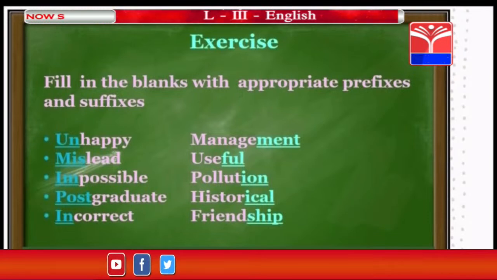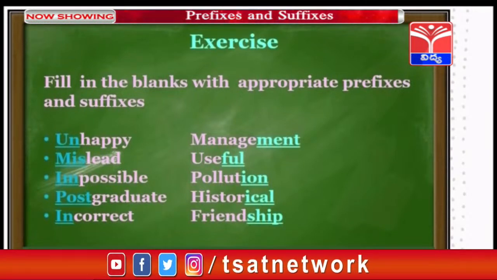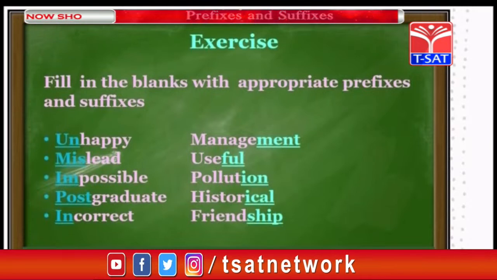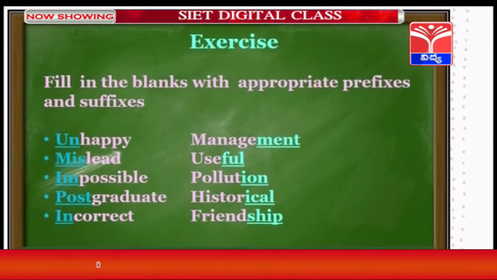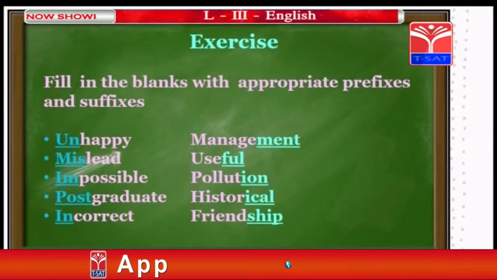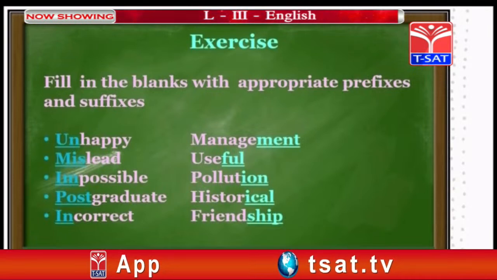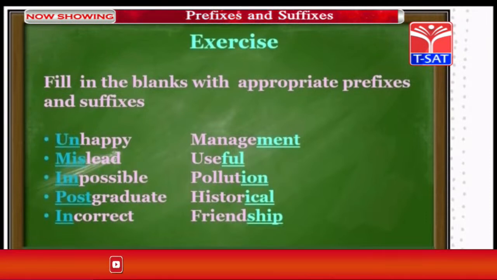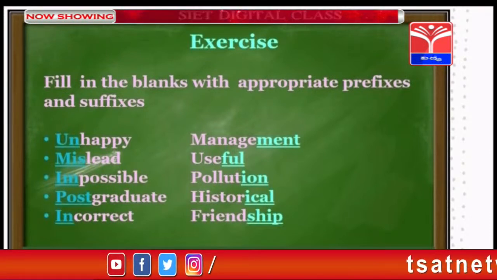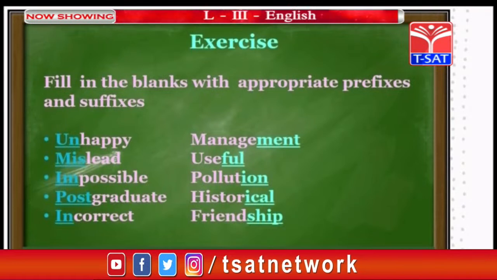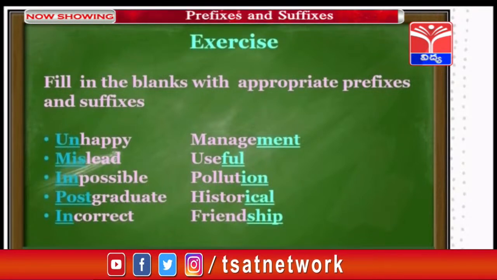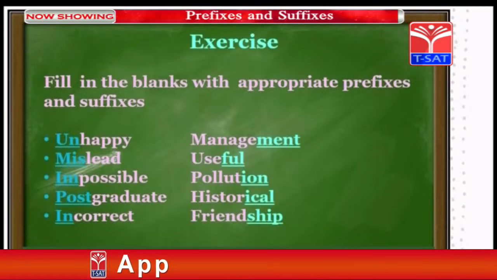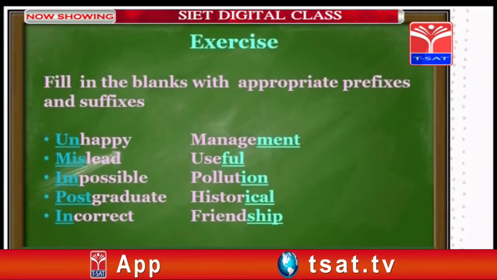The first word happy, by adding the prefix un, it becomes unhappy. In the same manner, the word lead, by adding the prefix mis, it becomes mislead. The next one possible, by adding the prefix im, it became impossible. Graduate, postgraduate, correct, incorrect.